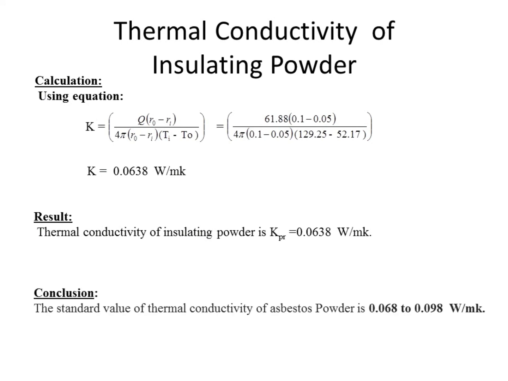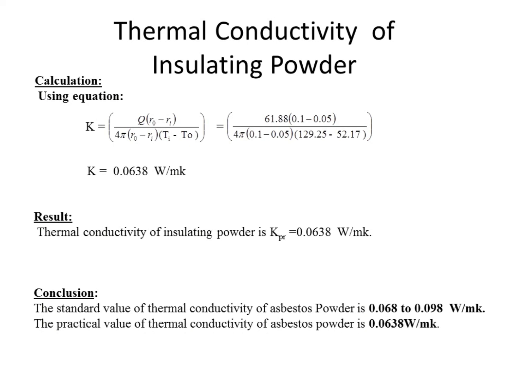Conclusion: the standard value of thermal conductivity of asbestos powder is between 0.068 to 0.098 watt per meter Kelvin. The practical value of thermal conductivity of asbestos powder is 0.0638 watt per meter Kelvin.